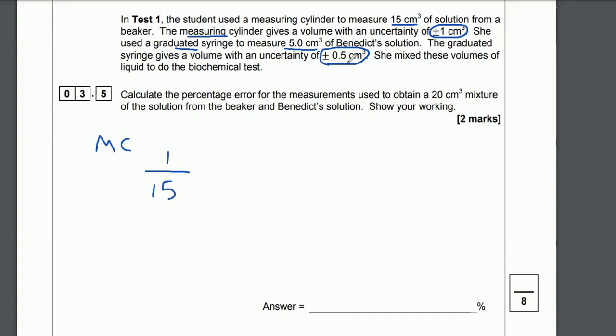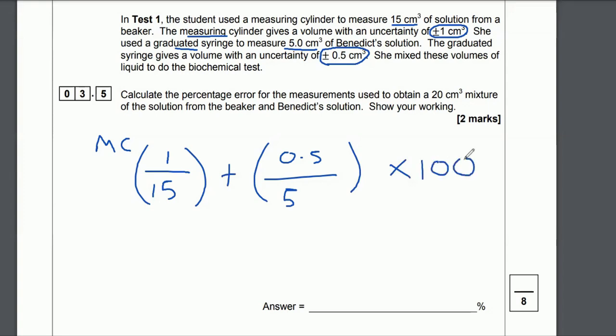Now, the graduated syringe has an uncertainty of 0.5, and the measurement taken was 5 centimeters. So we do 0.5 over 5. We can add these together if we like, and then we can times 100, and that's going to give us our answer. Dead easy. So if you do that, you get an answer of like 16.66 recurring. You could round that up to 16.67, but there's a whole range up to 17% they give you.